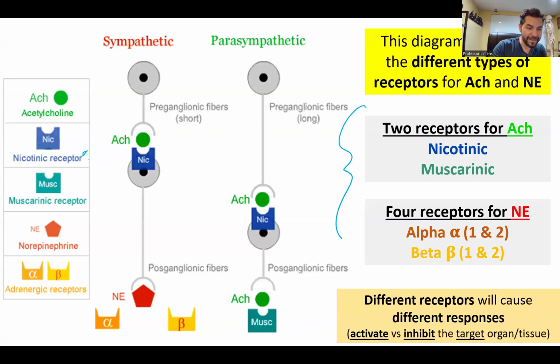There are nicotinic receptors, muscarinic receptors. We know that we have norepinephrine, acetylcholine, and different types of adrenergic receptors. So, what are we looking at? It's the same thing we've been talking about. We're just adding in the definitions for these receptors. Where are the receptors found?